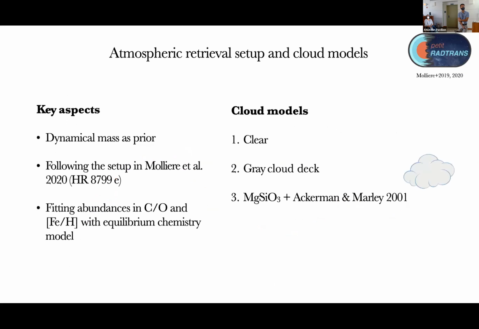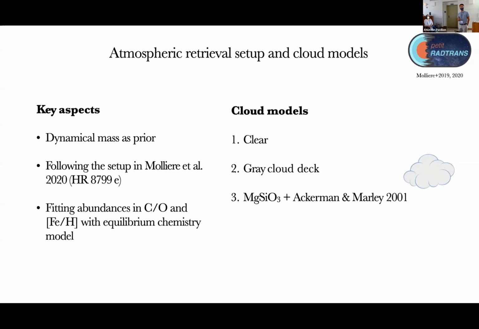So with this data, I'm running a series of atmospheric retrievals where I'm using petitRADTRANS as the radiative transfer tool. And I'm following mostly the setup in Mollière et al. 2020, which has been demonstrated on HR 8799e, which is another directly imaged planet. So a key aspect of this is I can use the mass of the companion that we know from its orbit fits as a prior, which helps a lot because the spectra usually don't constrain the mass well. And I want to fit the atmospheric abundance in terms of the C to O ratio and metallicity in order to compare with the stellar values.